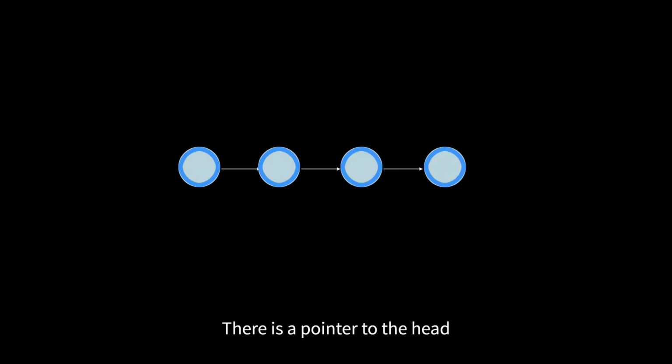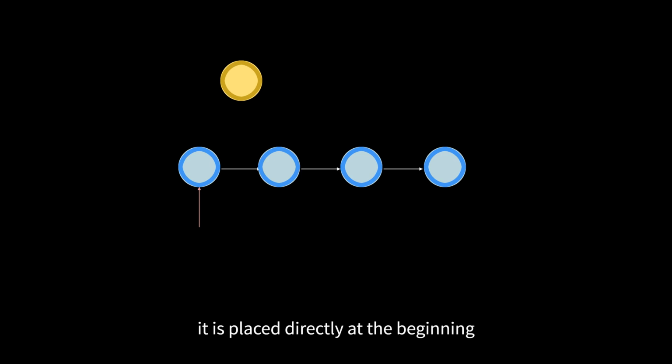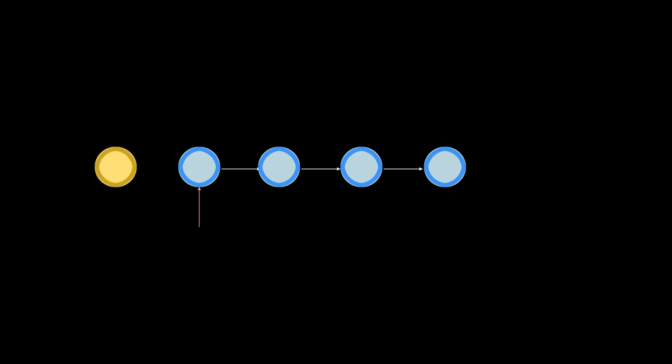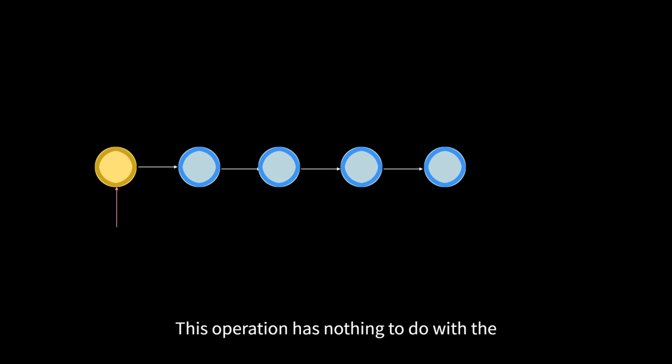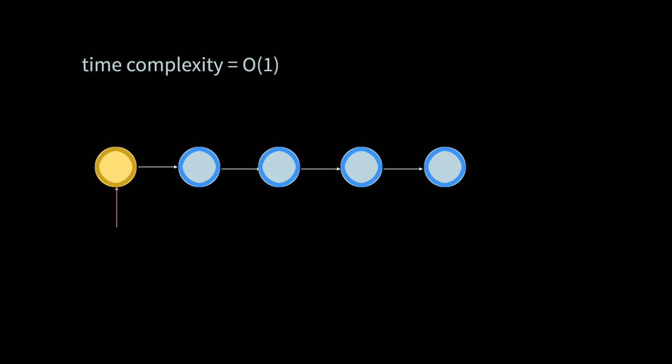For example, we use a linear linked list. There is a pointer to the head. Every time a new element is inserted, it is placed directly at the beginning, pointing to the head. Then change the head pointer to the newly added node. This operation has nothing to do with the number of nodes, so the time complexity is big O(1).